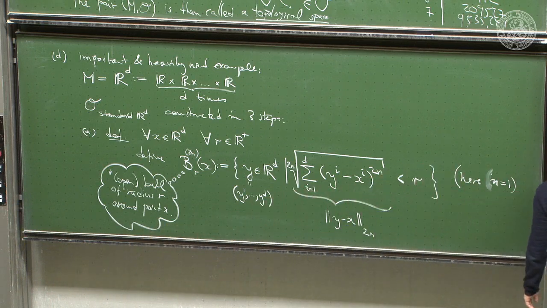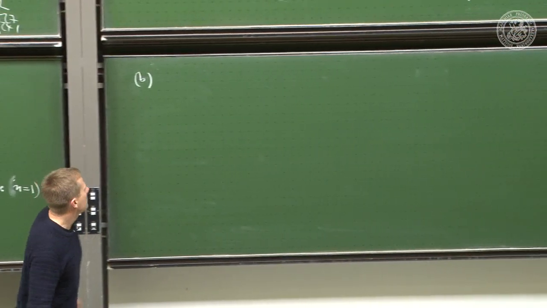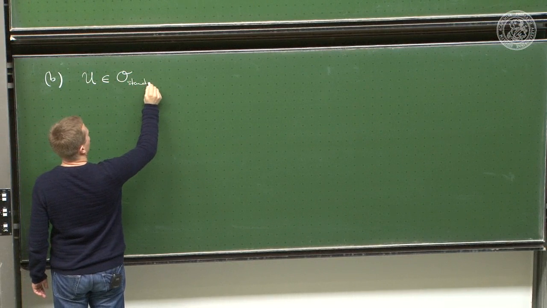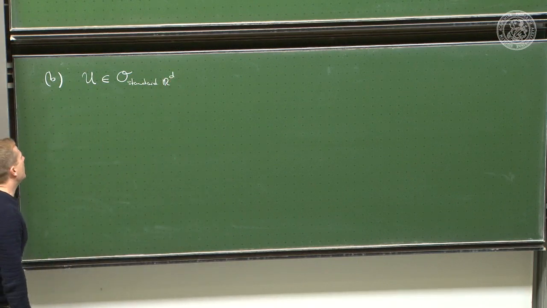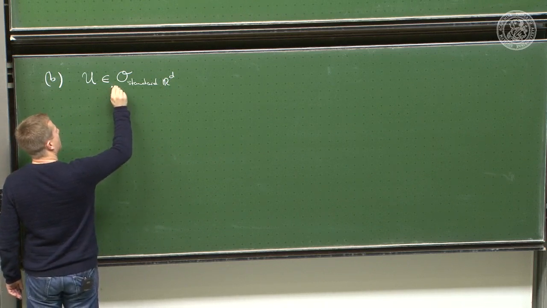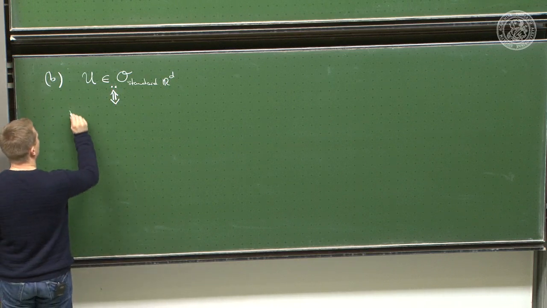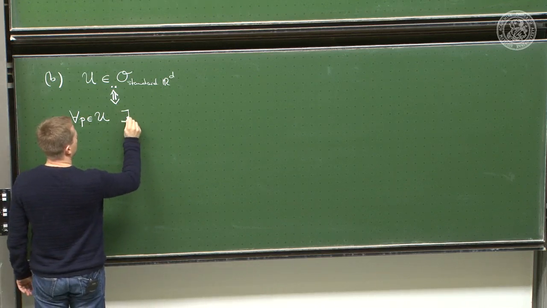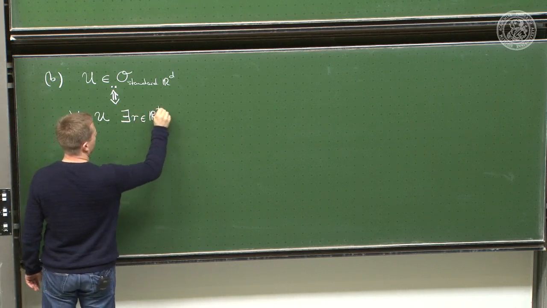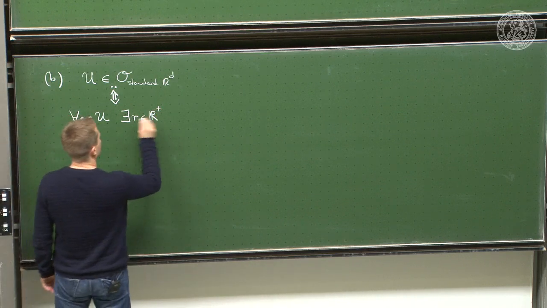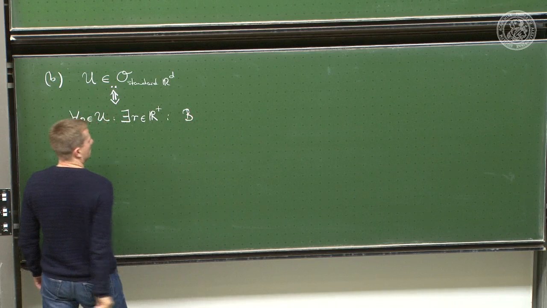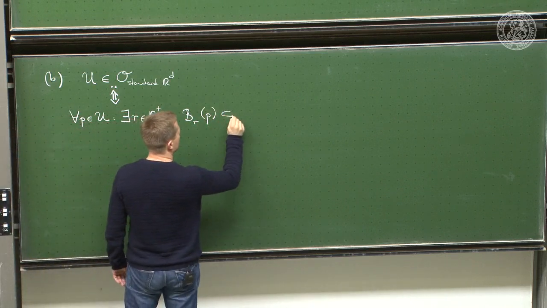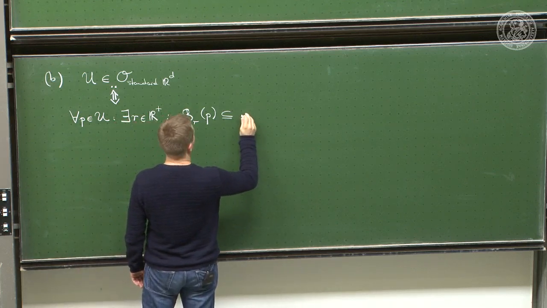Now, the second step is that I tell you how to decide whether a set U lies in the topology, in the standard topology, O standard on R^d. And we'll say that U lies in there by definition if for every point P in U, there exists a positive real number r in R plus, such that the ball of such a radius r around the point P lies entirely within the set U.